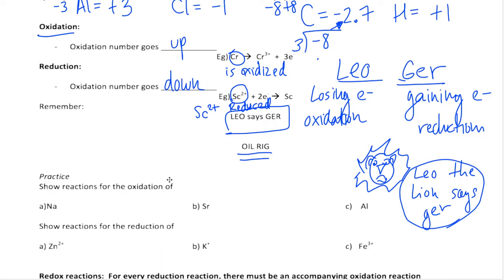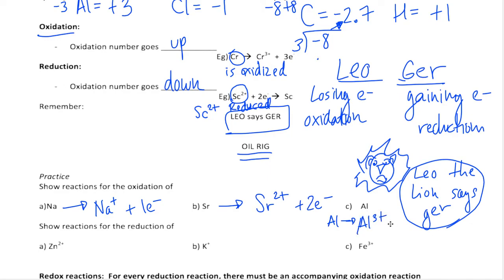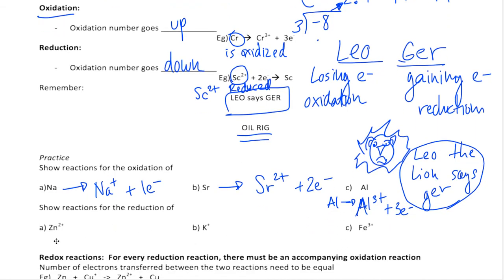Show the reactions for the oxidation of sodium. Sodium, in a reaction, if it was oxidized, would turn into sodium 1+, plus 1 electron there. Strontium in a reaction would be strontium 2+ plus 2 electrons, and the aluminum, I'll put it down here, the aluminum in a reaction becomes aluminum 3+, and then it's plus 3 electrons, like that. Over here you have the zinc. The reduction of zinc is plus 2 electrons, and it becomes zinc solid. So it's no longer an ion.